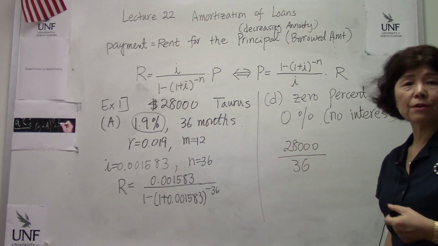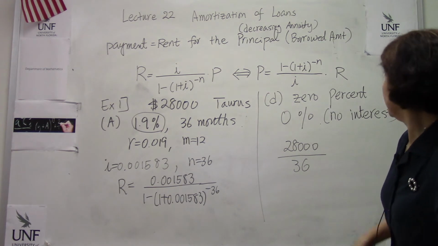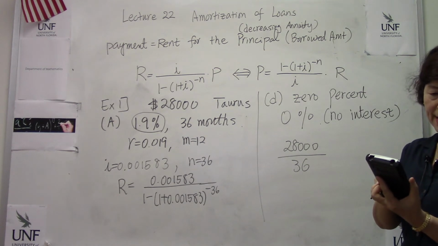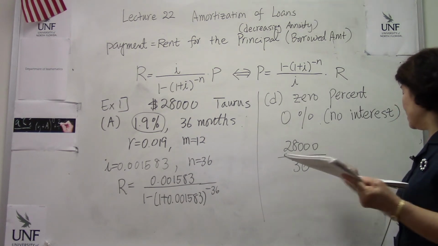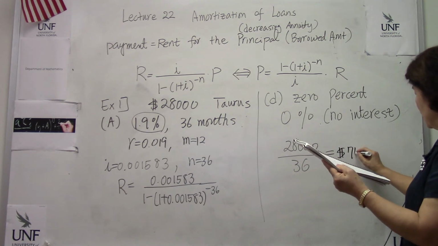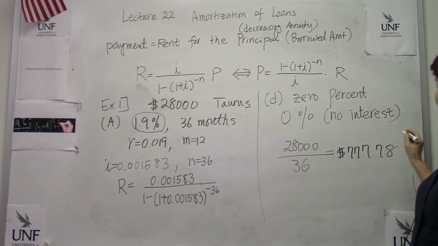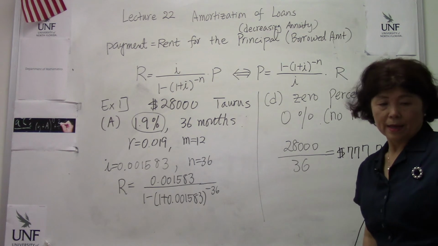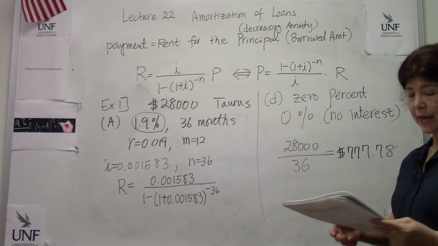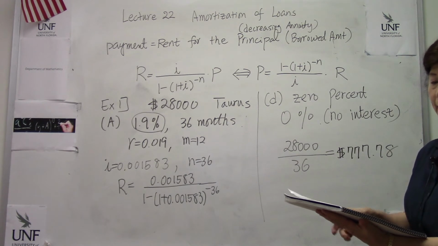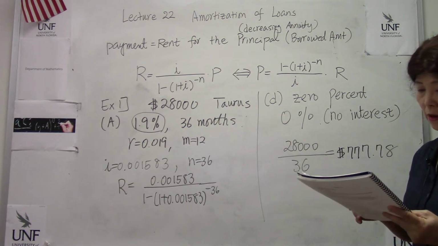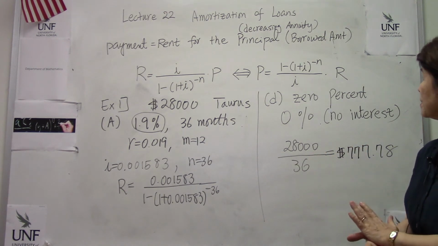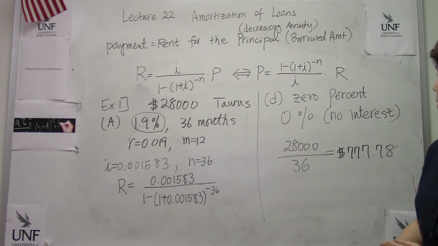So principal of $28,000 divided by 36. That's all you need to do. Okay? So 28,000 divided by 36. How much is that? That is $777.78. Yeah. Alright? So this is how you understand when you see those advertisements from the car dealers. Okay. Here, the next one is a little more complicated, but you must understand the concept of your payment. Alright, so this is that.